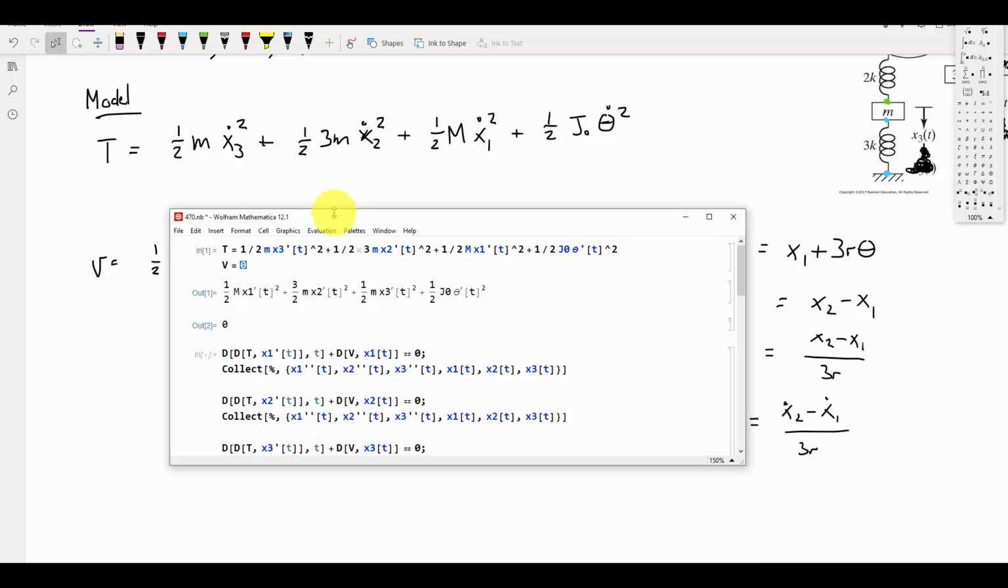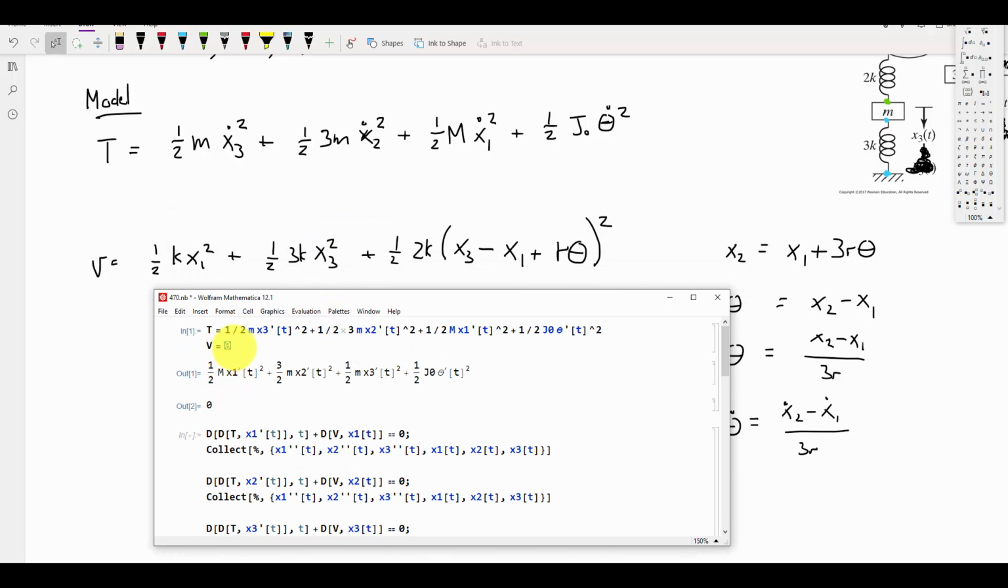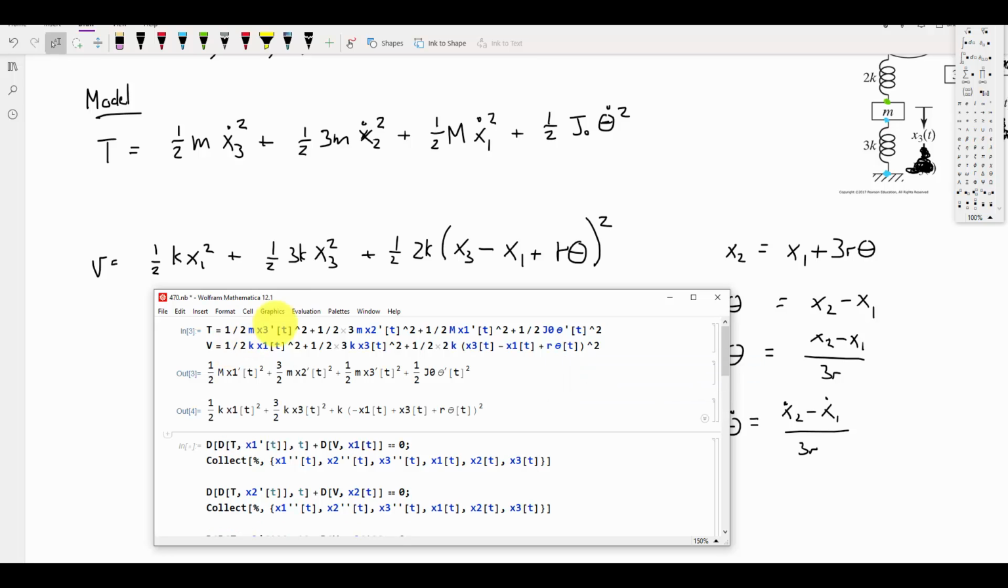I will fill in my v while I'm here, so 1/2 k x1 squared plus 1/2 3k x3 squared plus 1/2 2k, and then I have this quantity x3 minus x1 plus r theta of t, and that whole thing squared. And I'll leave it in that form for now.